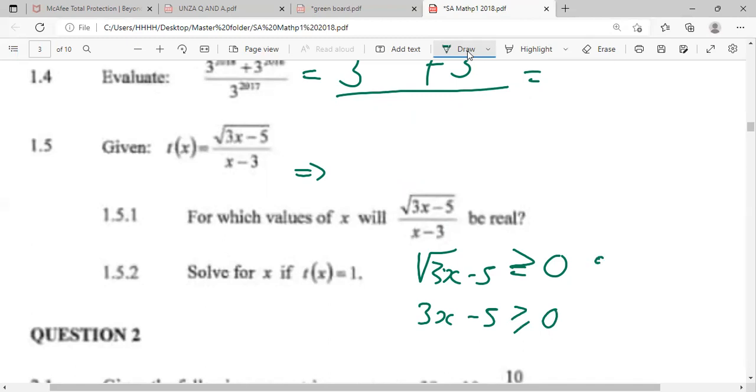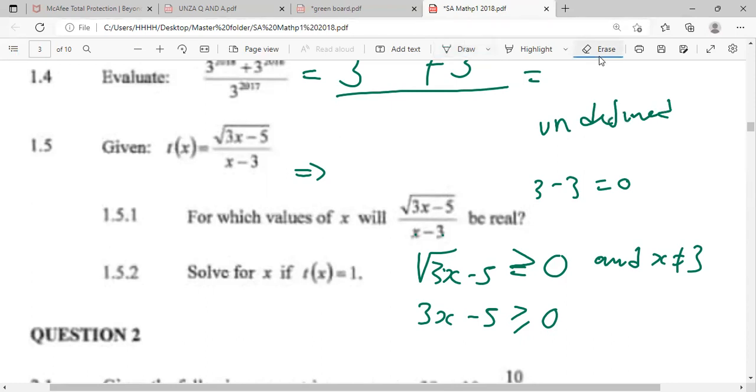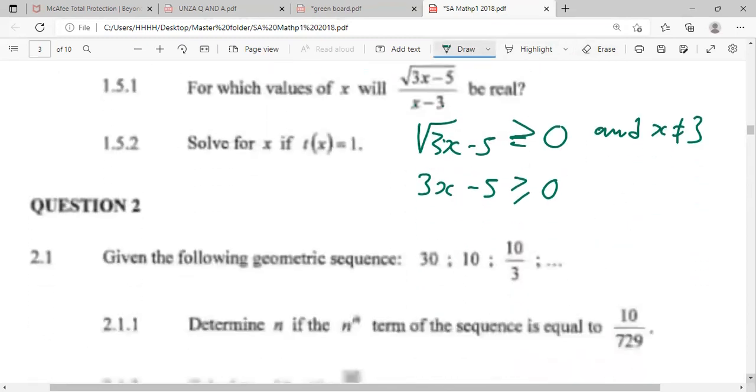At this point, we are saying x must never be equal to 3, because if x is equal to 3, you have got 3 minus 3, which is what? 0. And this is undefined. But we want it to be real. So we proceed. x must never be equal to 3.